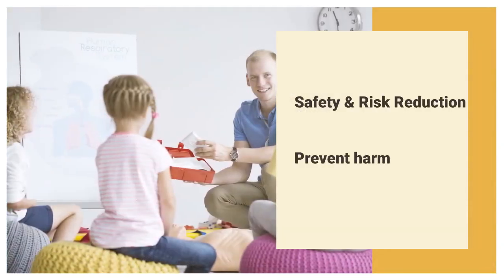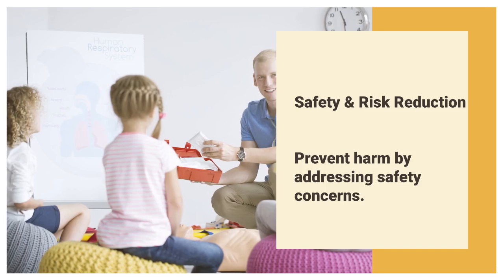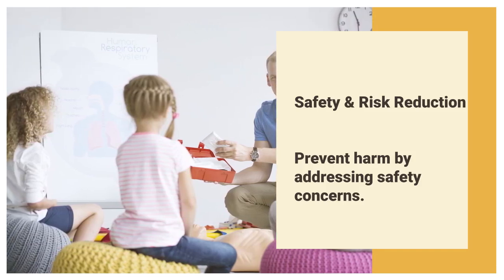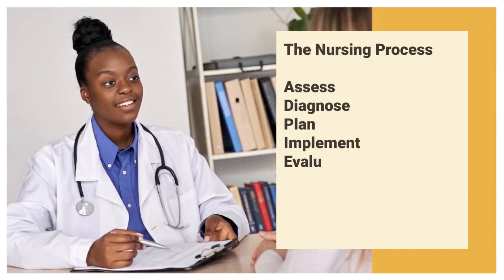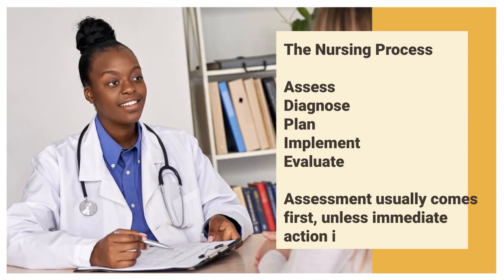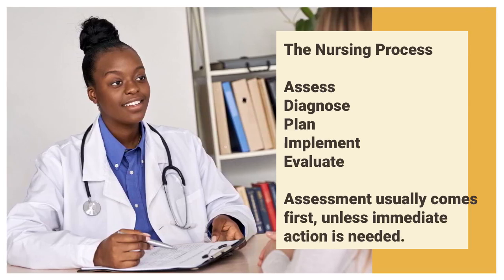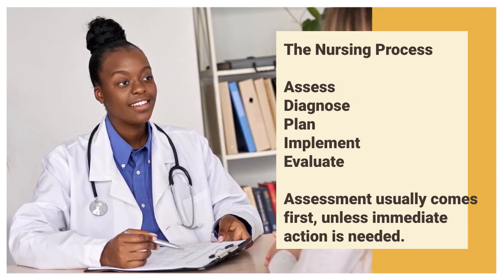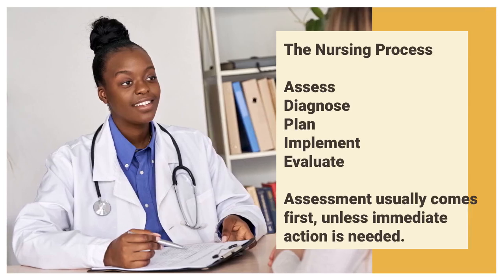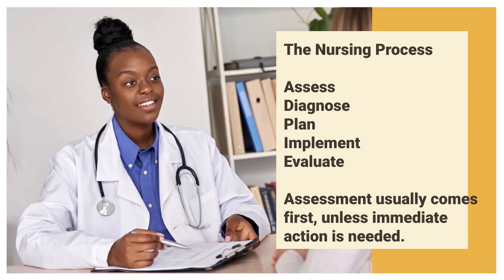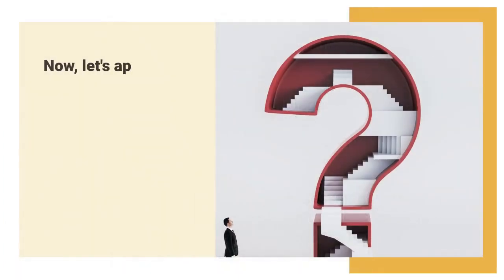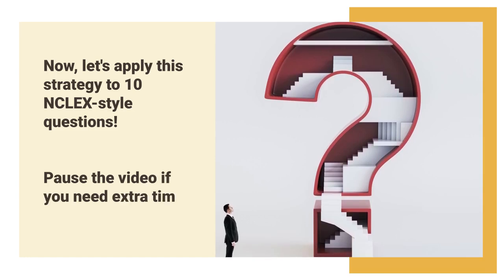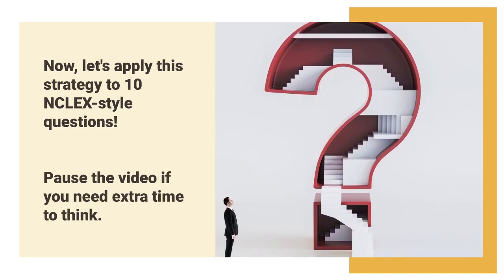Number two, safety and risk reduction. You want to prevent harm by addressing safety concerns. And then number three is the nursing process. Some use the term ADPIE, which is assess, diagnose, plan, implement, and evaluate. Assessment usually comes first unless immediate action is needed. Now, let's apply this strategy to 10 NCLEX-style questions. Pause the video if you need extra time to think.